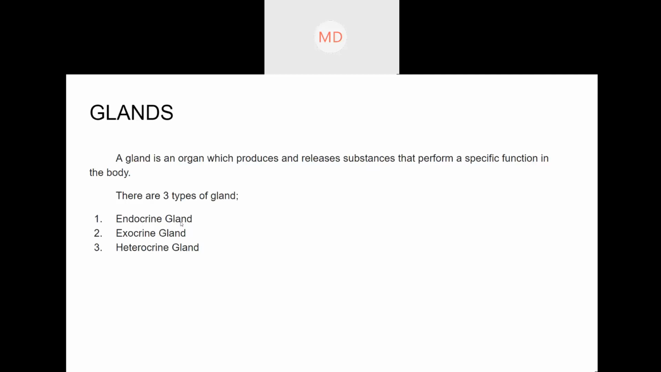So, glands, all of you understood what is a gland? A gland is nothing but an organ, and it produces and releases different substances, and each substance performs a specific function. So that is a gland. Okay, this is the first. This line is the definition of a gland. Now there are three types of gland. First one is endocrine gland.